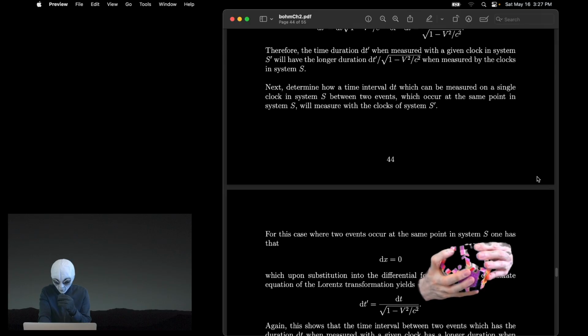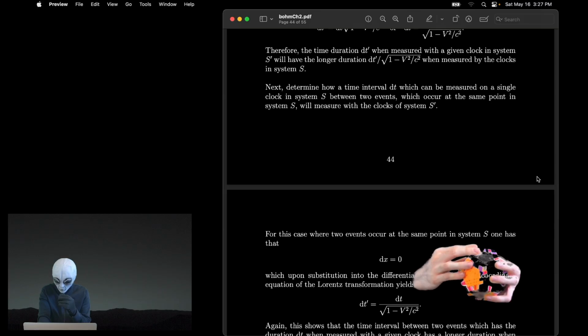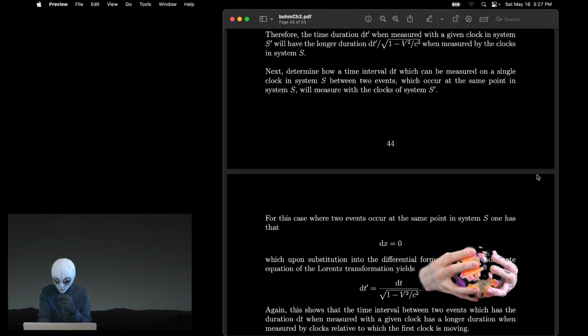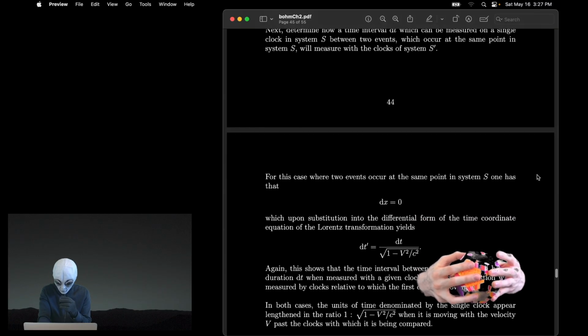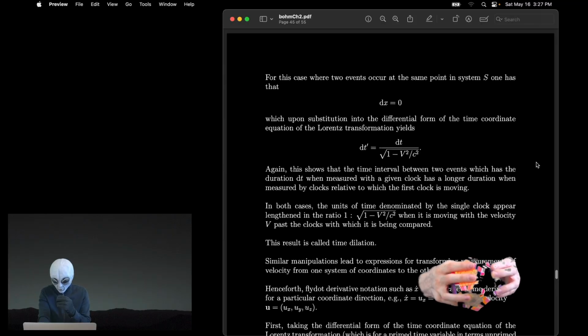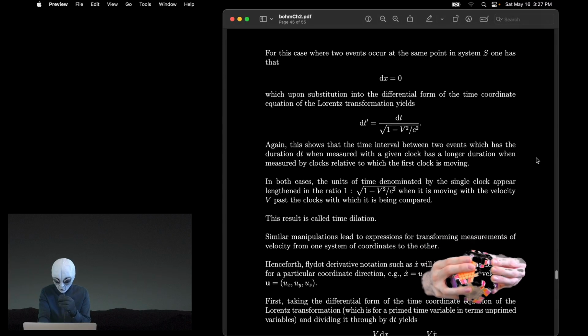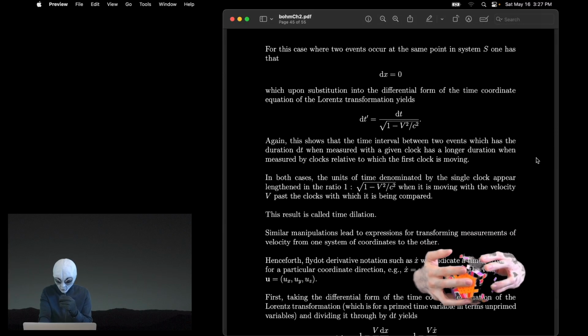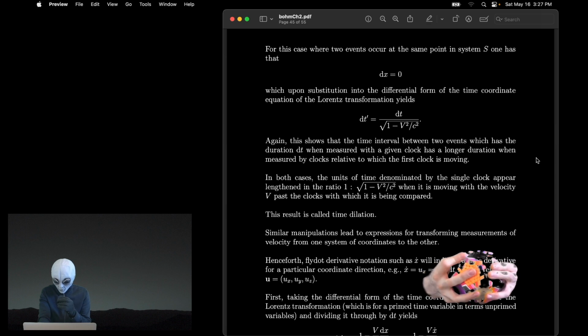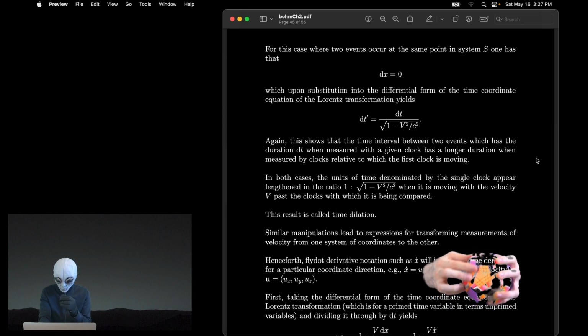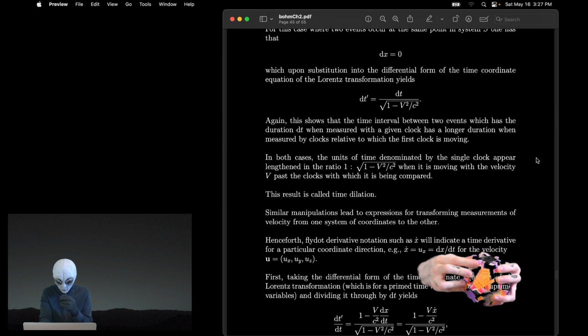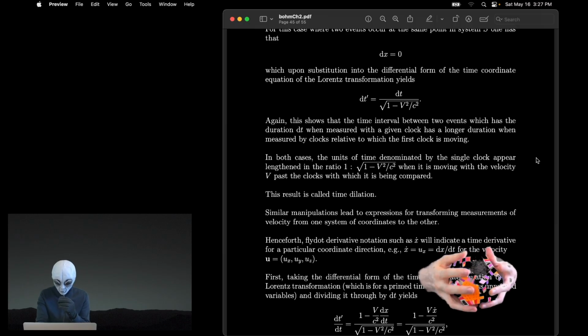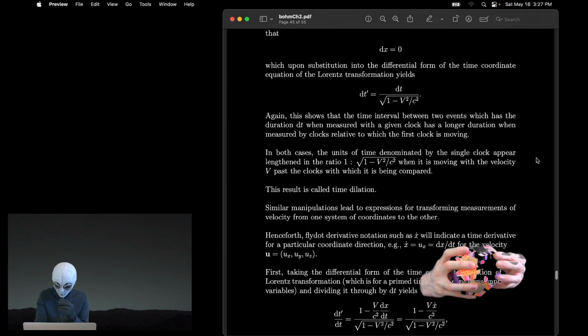Next, determine how a time interval dt which can be measured on a single clock in system capital S between two events which occur at the same point in system capital S will measure with the clocks of system capital S prime. For this case, where two events occur at the same point in system capital S, one has that dx equals 0, which upon substitution into the differential form of the time-coordinate equation of the Lorentz transformation yields dt prime equals a fraction with the numerator of dt all over the denominator of the square root of 1 minus capital V squared over little k c squared.